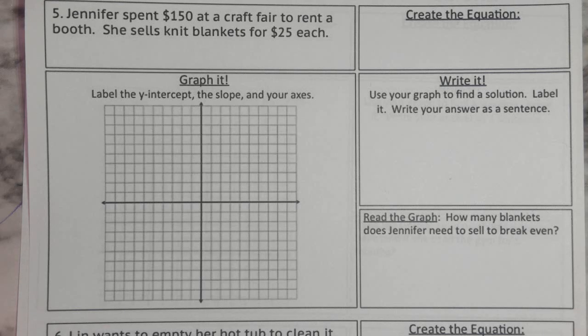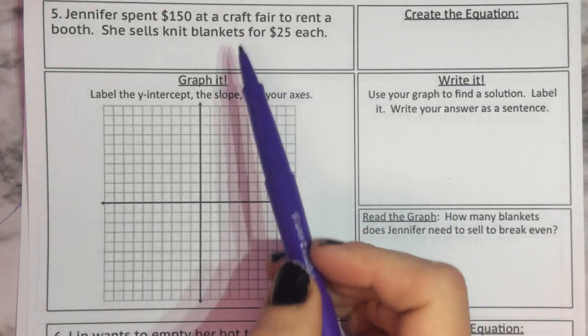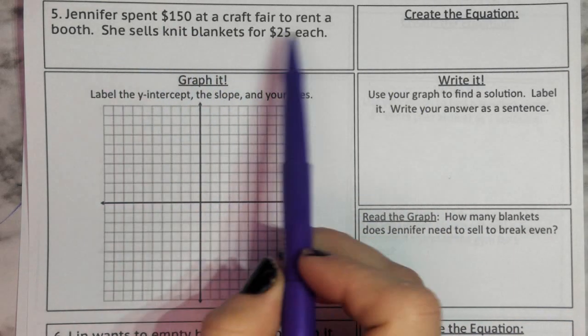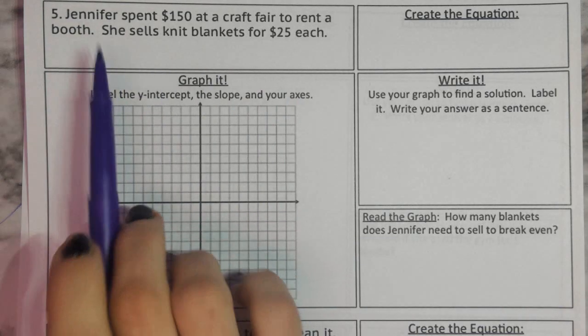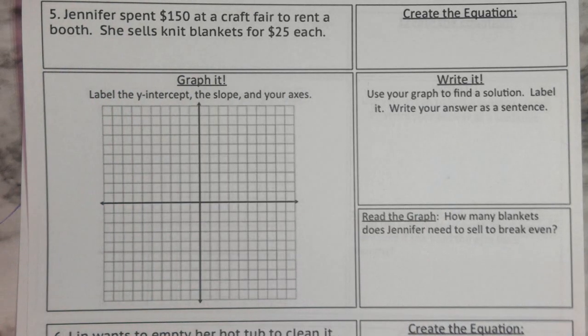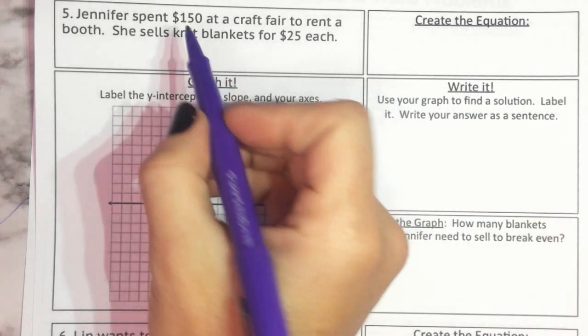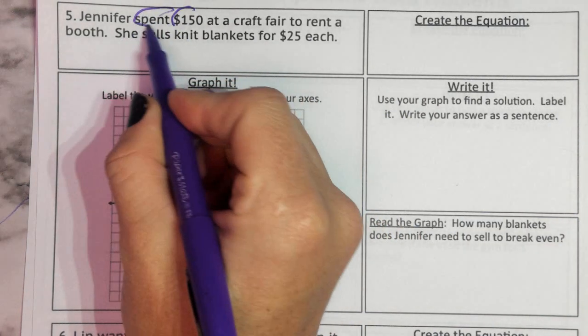All right, so we're going to do problem 5 and 6 on here. So the first thing that we're going to do is read our word problem or our scenario. So this is problem number 5. Jennifer spent $150 at a craft fair to rent a booth. So she spent $150.